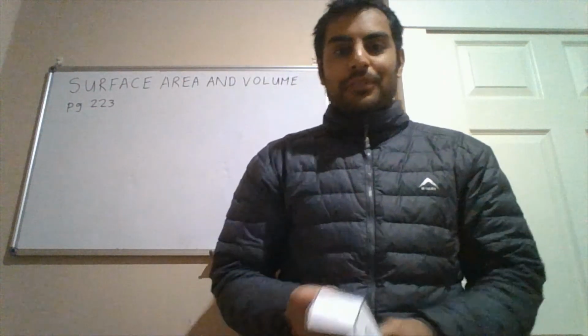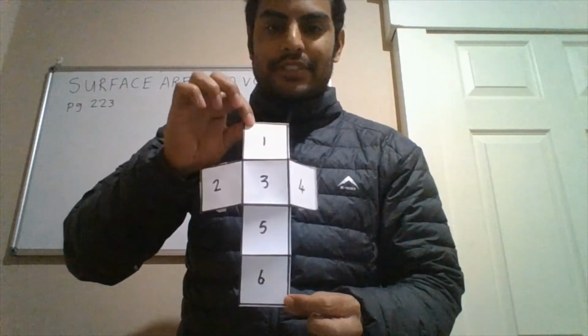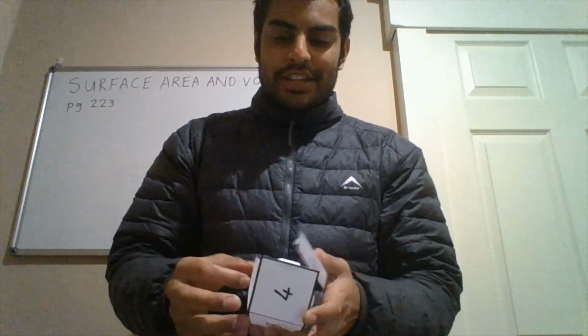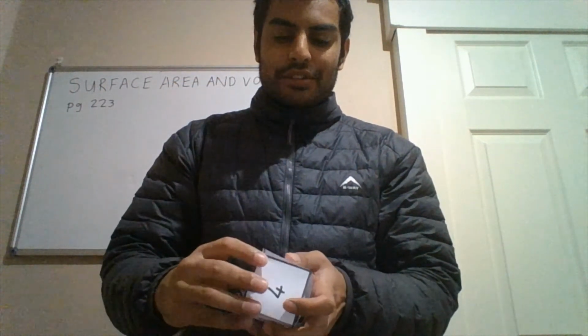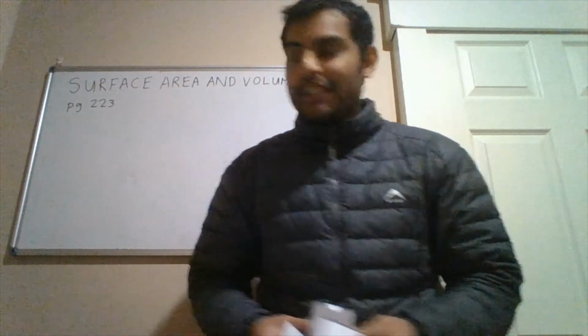So what is surface area? As the name implies, it's the areas of all of the surfaces of the solid in question. For example, if we think of a cube, it's made up of 6 squares, and I've numbered them here. If we fold all of these squares together, we get a perfect cube. So a cube is made up of 6 identical squares.